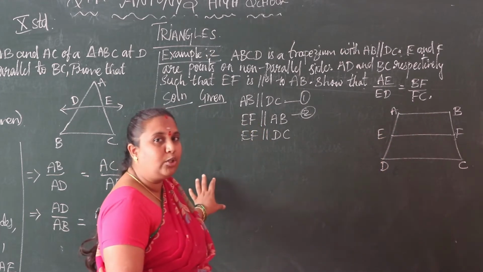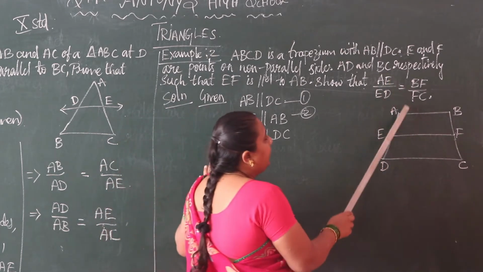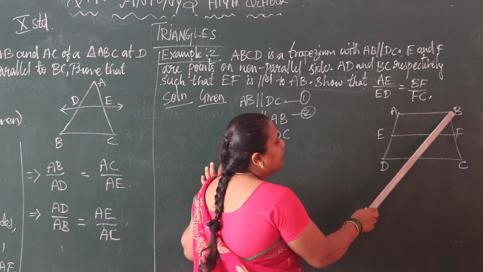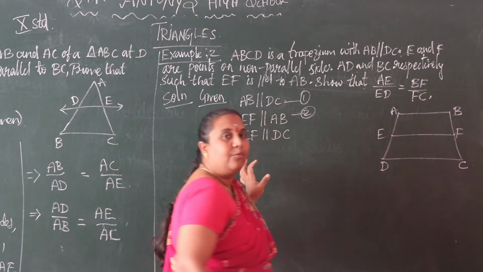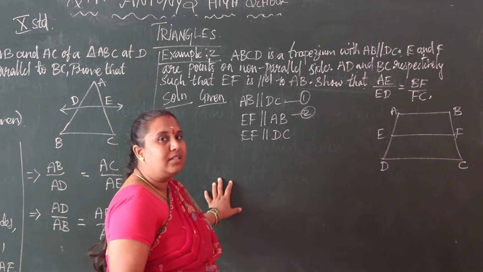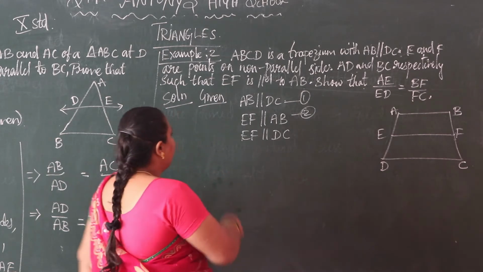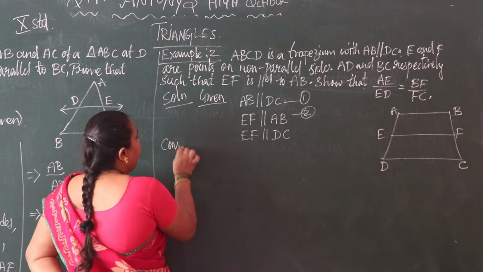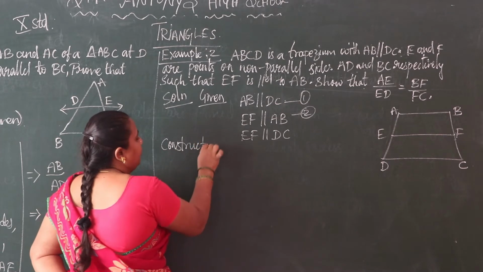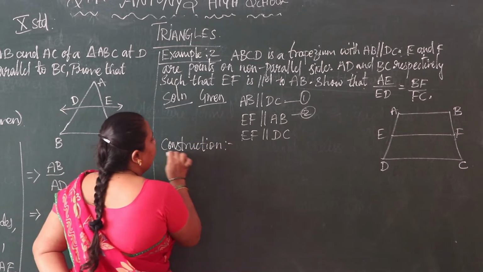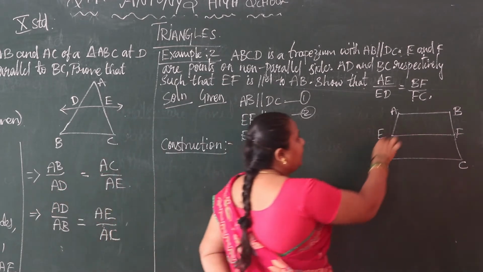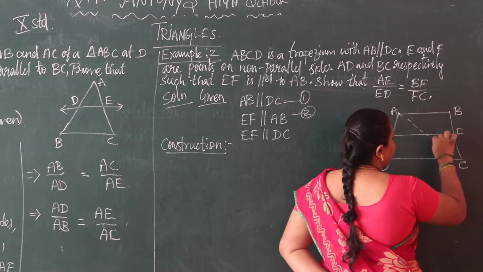Okay, and what we want to prove here? AE by ED equals BF by FC. For this we want to construct something here. Okay, so what do we want to construct? Construction to prove that: join AC.